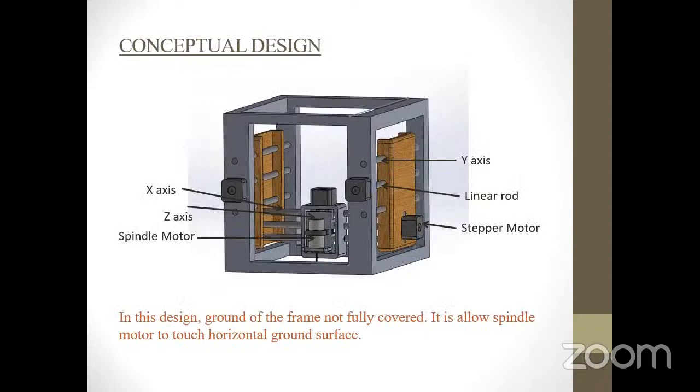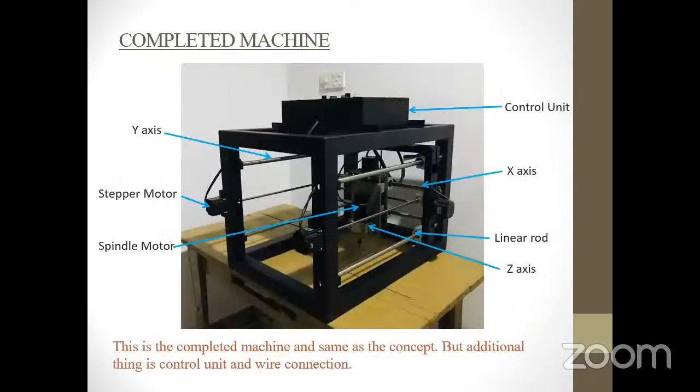This was my conceptual design. It shows how to combine the parts together. Using this method, it allows access to the ground surface and carving on ground surfaces. After that, this is the completed CNC machine design, and after the development, it shows the 3-axis, control unit and the wiring diagram. Using these 3 axes, we can carve 3-dimensional carvings.